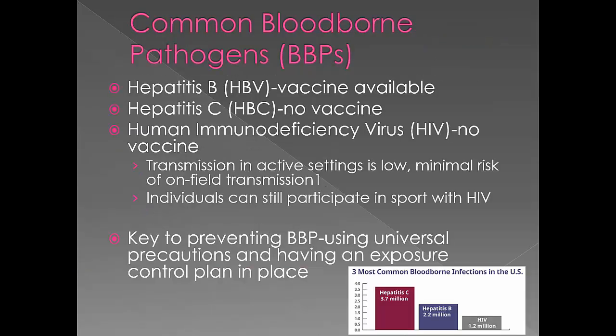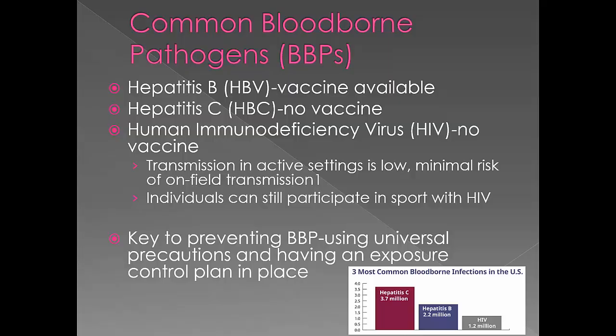Common bloodborne pathogens that most healthcare workers can come in contact with include hepatitis B, for which there's a vaccination available; hepatitis C, for which there's no vaccine available; and human immunodeficiency virus, for which no vaccine is available currently. These are the three most common bloodborne pathogens. Fortunately, the transmission in active settings is low, and there's minimal risk for on-field transmission. Individuals can still participate in sport if they are HIV positive.